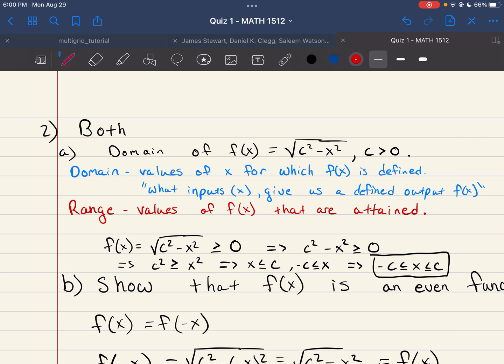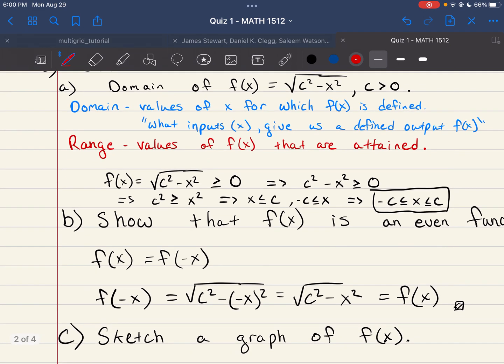The range, versus the domain, is the values that f of x attains. Given that we have the square root, we can't take the square root of a negative number. So we see that c squared minus x squared has got to be greater than or equal to 0. The part inside the square root has got to be nonnegative.